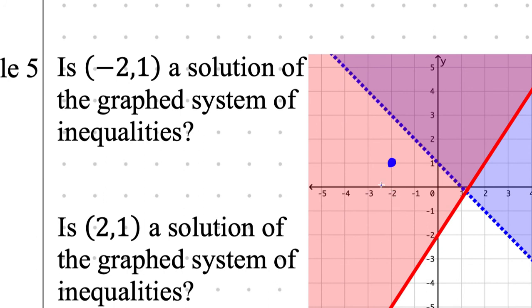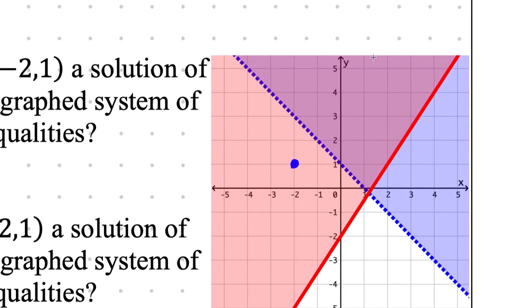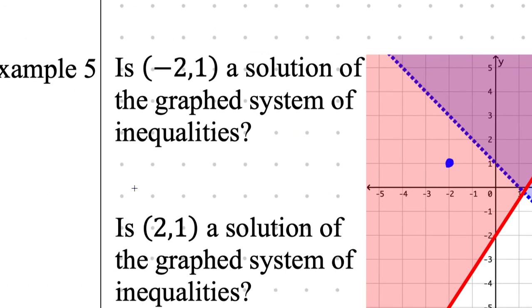All right, so it's in the shaded region, but it should be in the double shaded region because the double shaded region should satisfy both of the inequalities. This only satisfies the red inequality, not the blue inequality. It has to be somewhere in this triangular region up here in order to satisfy both of the inequalities. So the answer here is no. No, it has to be in that double shaded region.